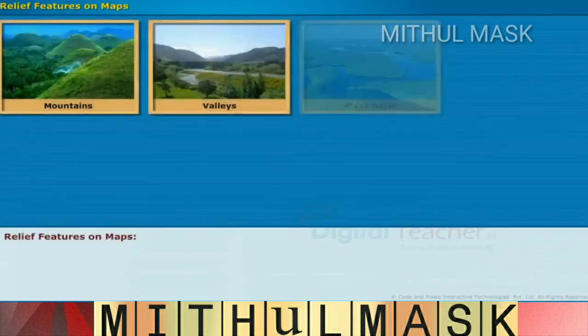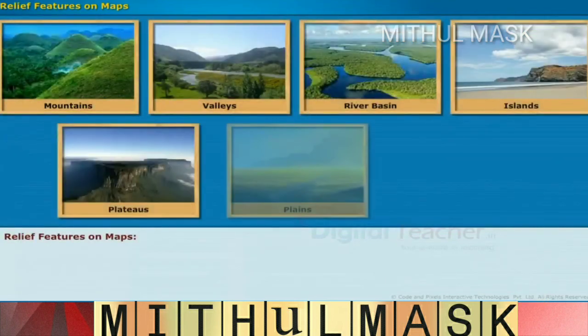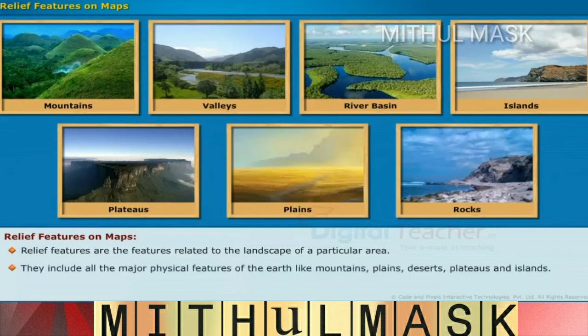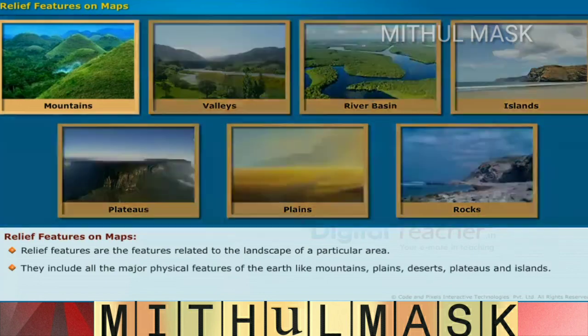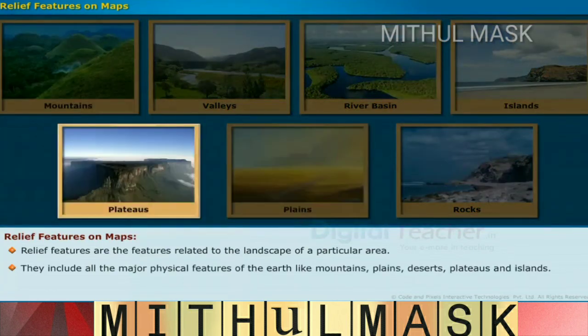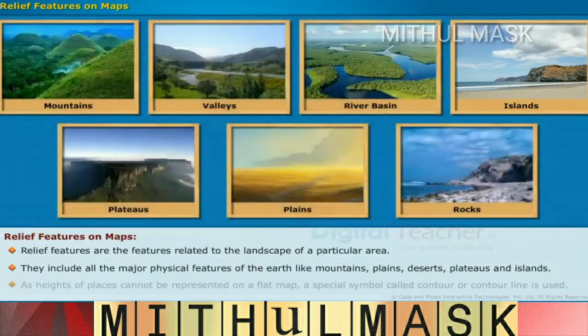Let us now see how relief features are represented on a map. Relief features are the features related to the landscape of a particular area. They include all the major physical features of the earth like mountains, plains, deserts, plateaus and islands. As heights of places cannot be represented on a flat map, a special symbol called a contour or contour line is used.